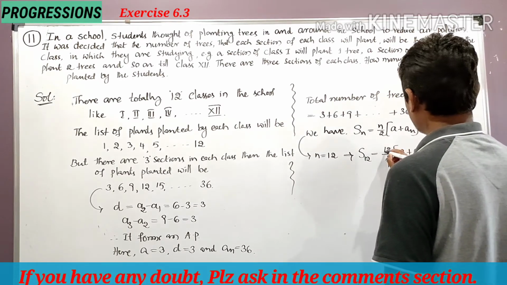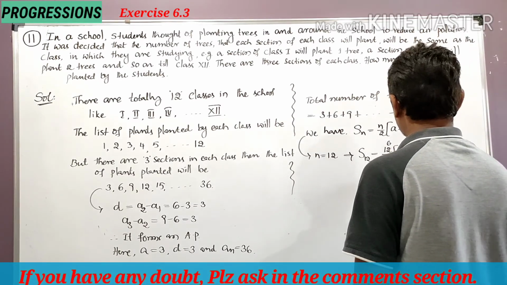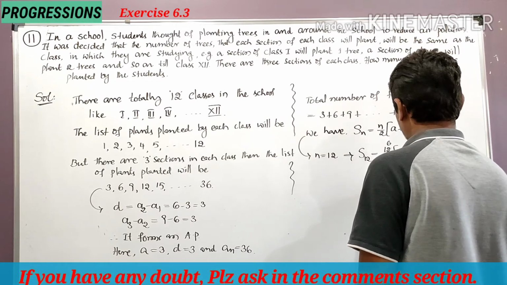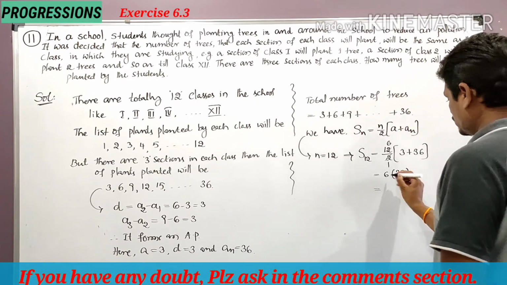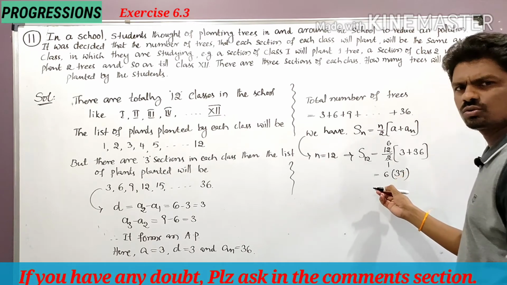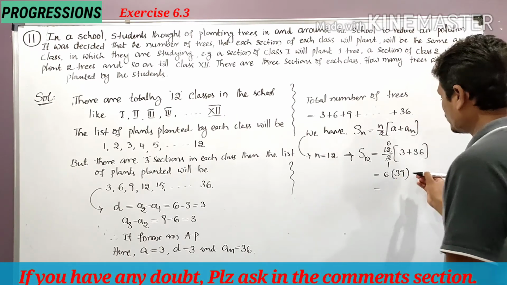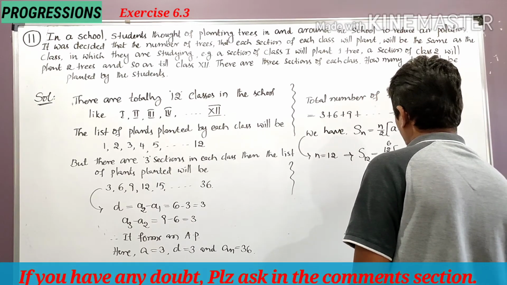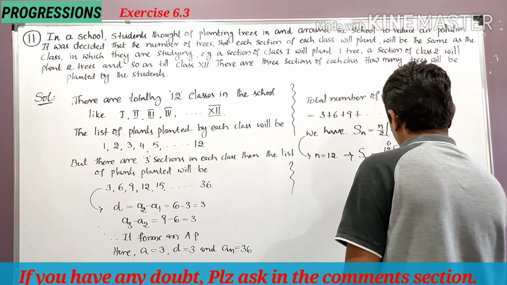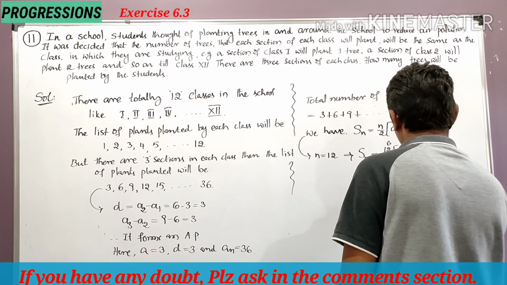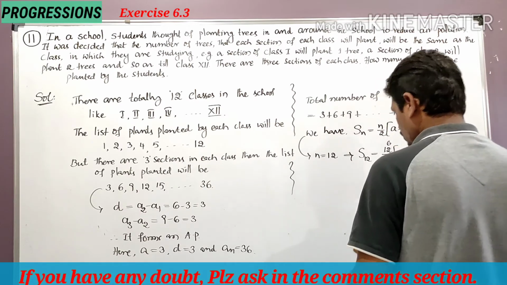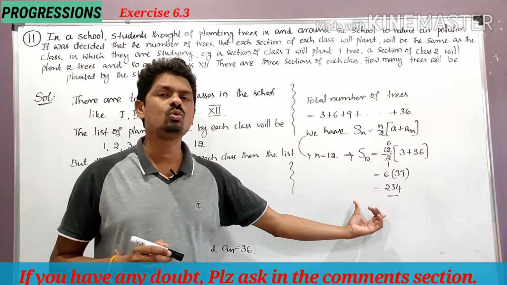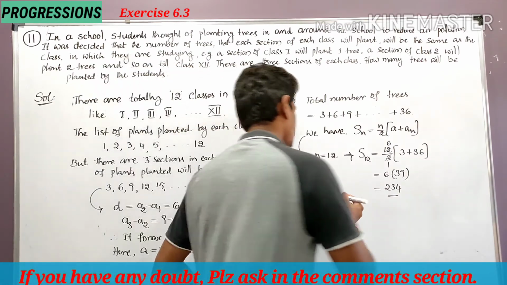So 2 1s are 2, 2 6s are 12. Here 6 into 3 plus 36, that is 39. We have to multiply 6 into 39. So 6 into 40 is 240, but 240 minus 6 we have to subtract. That is 240 minus 6 is 234. So therefore the total trees planted by the students is equal to 234.